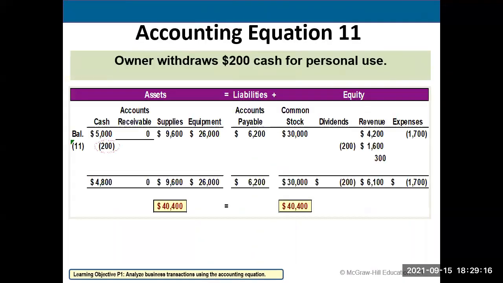How will that impact our accounting equation? Well, we'll see a negative 200 to cash, which will decrease our overall assets by 200, and a negative 200 to equity through dividends, which will decrease our overall liabilities and equity by 200. And so our totals will still balance.